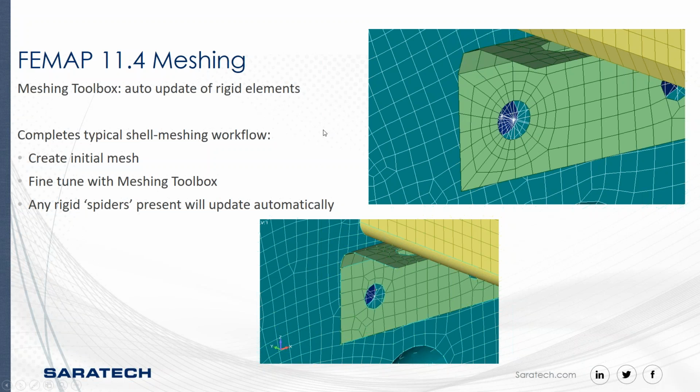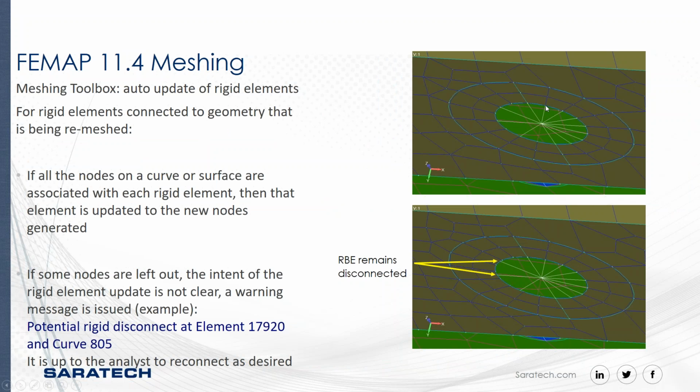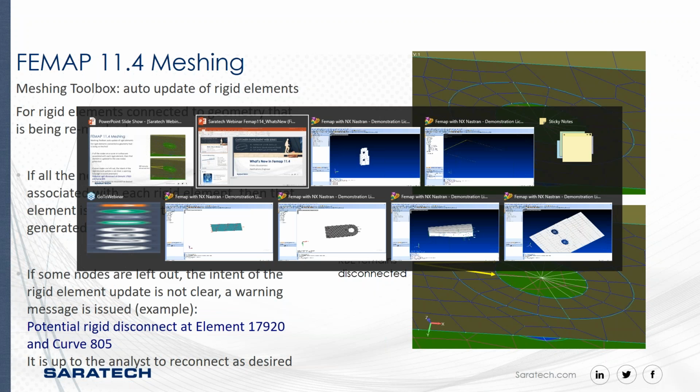Actually, before I do that, let's say you have a disconnect. Let's say you have a node here, right? And your RBE2 remains disconnected. Okay, so in that case, if you try to increase the mesh density or the fidelity here, you'll get a warning. And at that point, it's up to the analyst to understand this and to go ahead and connect that node to that independent node in the center to complete your spider. And then increase the mesh density around your hole. So let me show you. I think it's always better to show than to just use words and explain it.